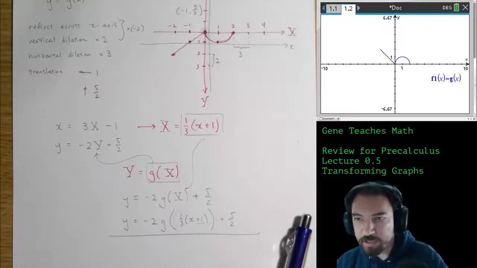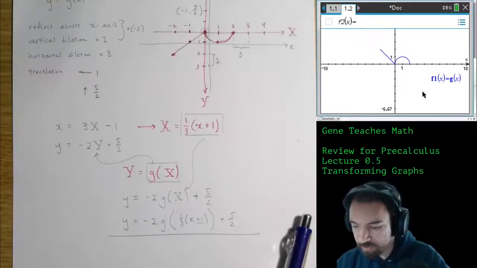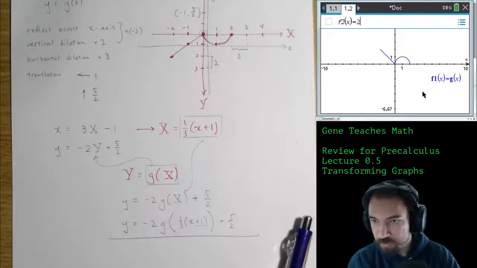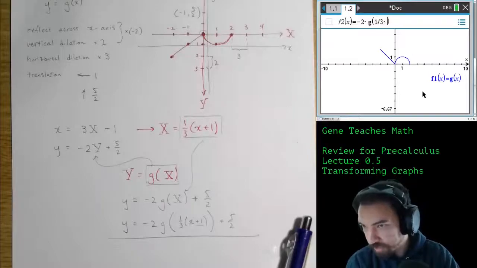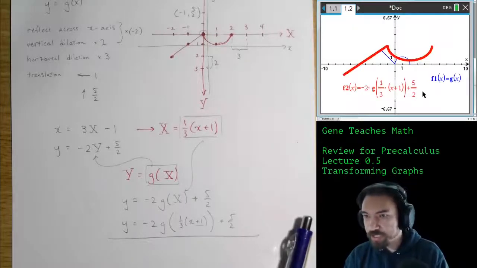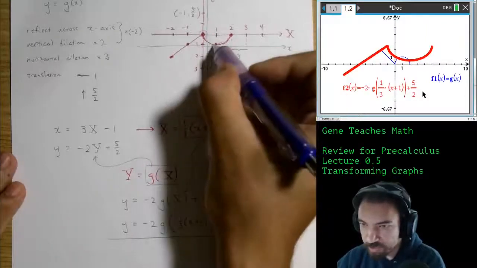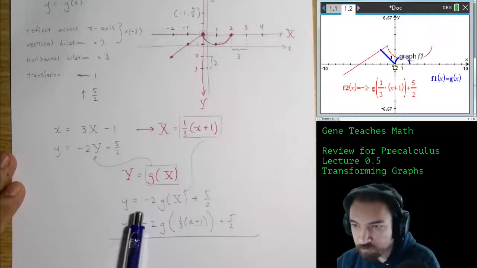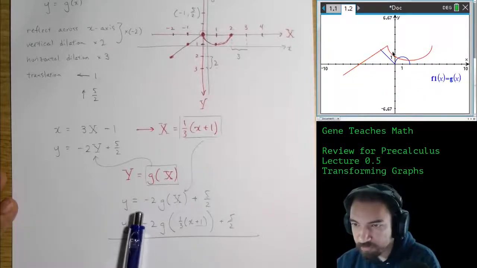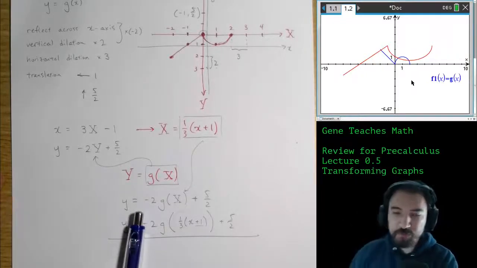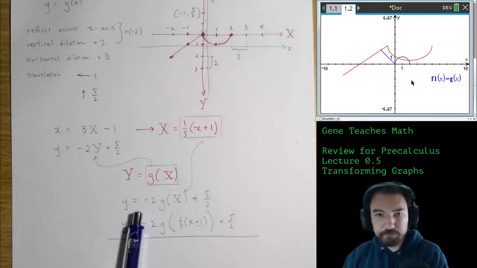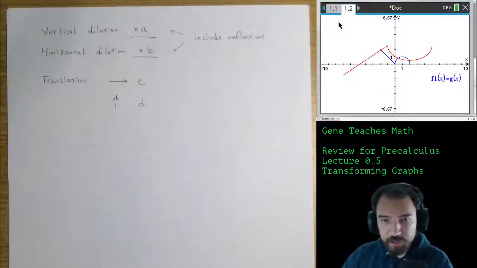So finally, let's actually graph this and see if it comes out right. So we're going to say y equals -2 times g of, no caps, 1/3 times x plus 1. And then put 5/2 on the very outside. And let's see, does that match what we did? It does indeed. See, the origin moved from 0, 0 up to -1, 5/2, and then I've stretched out everything 3 times horizontally, 2 times vertically, and I have it flipped upside down. We have success. All right, here's the final recap.